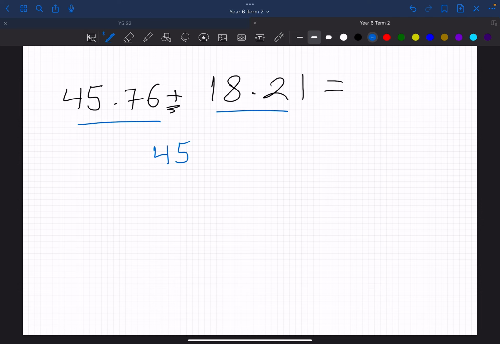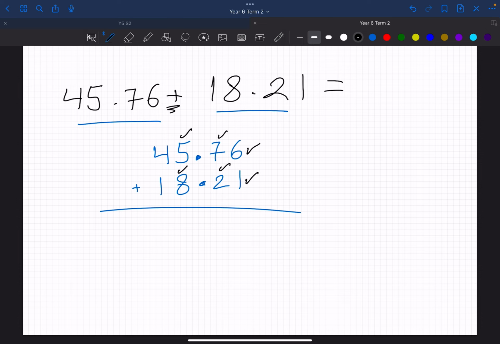So 45.76 plus 18.21, and of course here the place value matters. Hundreds under hundreds, tenths under tenths, units under units, and tens under tens. Okay, now we add. Let's change the color. The decimal point goes down. 6 plus 1 is 7, 7 plus 2 is 9, 5 plus 8 is 13, carry the 1, 4 plus 1 is 5, plus 1 is 6.